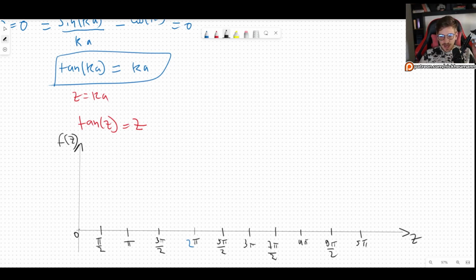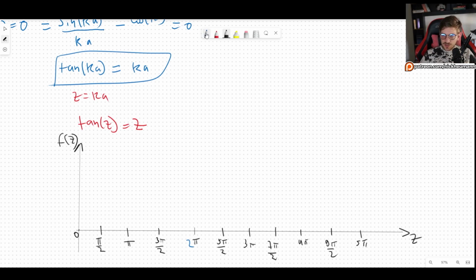And then as we go towards pi over 2, what we get is that we go to infinity, because cosine of pi over 2 is 0, and you have 1 over 0, or something over 0, which is going to go to infinity. So that means that what we will have here is just something like this.